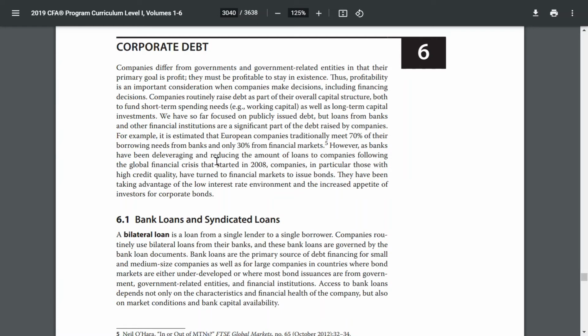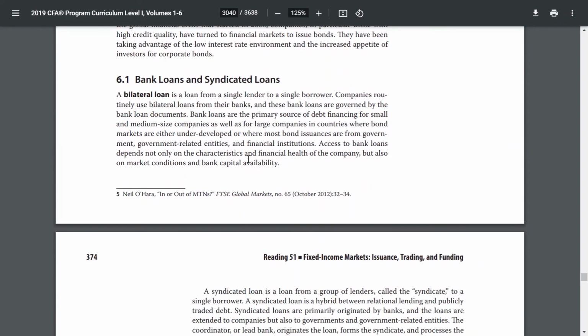For example, bank loans and syndicated loans. A bilateral loan is a loan from a single lender to a single borrower. Companies routinely use bilateral loans from their banks, and these bank loans are governed by the bank loan documents. Bank loans are the primary source of debt financing for small and medium-sized companies, as well as for large companies in countries where bond markets are either underdeveloped or where most bond issuances are from government-related entities. A company's access to bank loans depends not only on the characteristics and financial health of the company, but also on market conditions and bank capital availability.